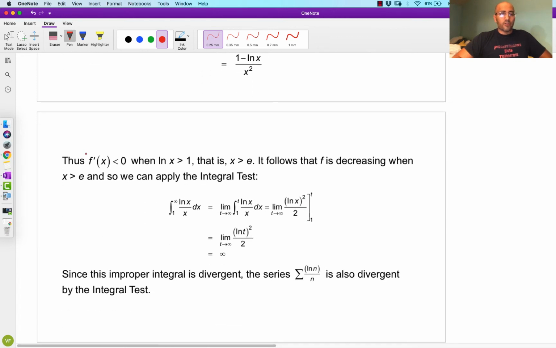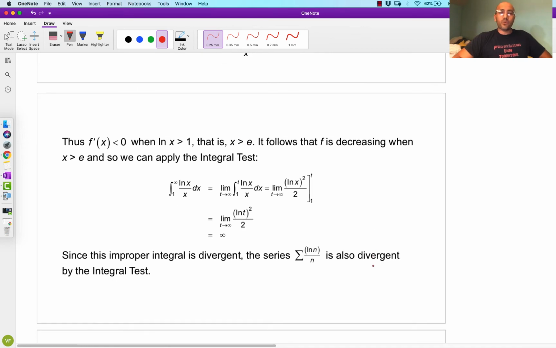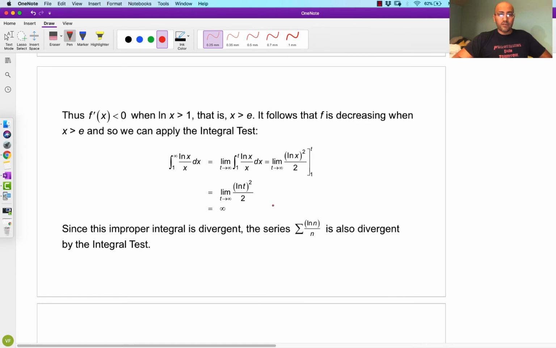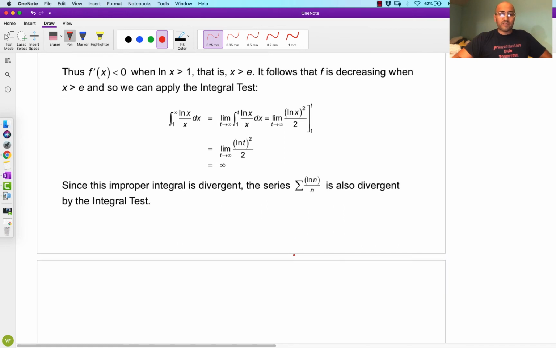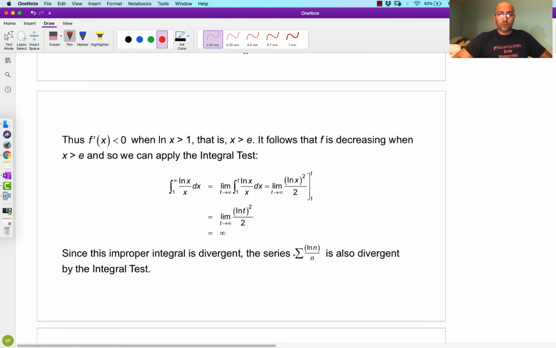Good. The derivative is less than 0, in other words, negative, when ln x is greater than 1, that is, when x is greater than e. It follows that f is decreasing for x greater than e, and so we can apply the integral test. Okay, so then we figured out this integral, and we end up with the same conclusion. It goes off to infinity. It diverges. Since the improper integral is divergent, the series is also divergent by the integral test.